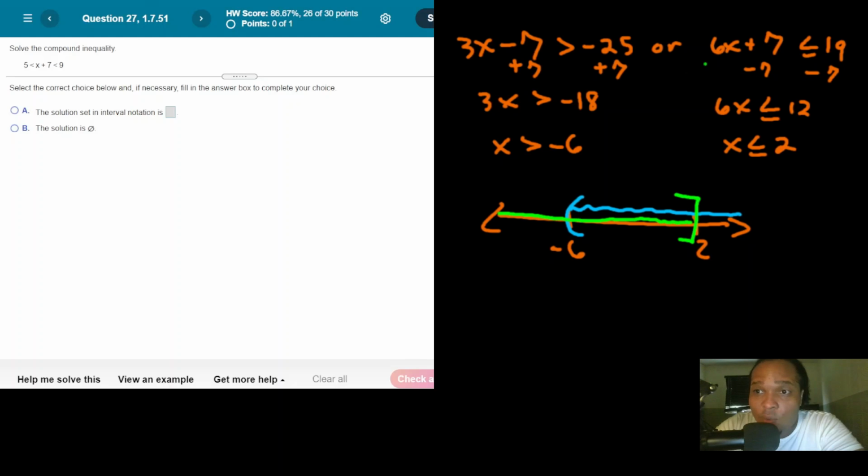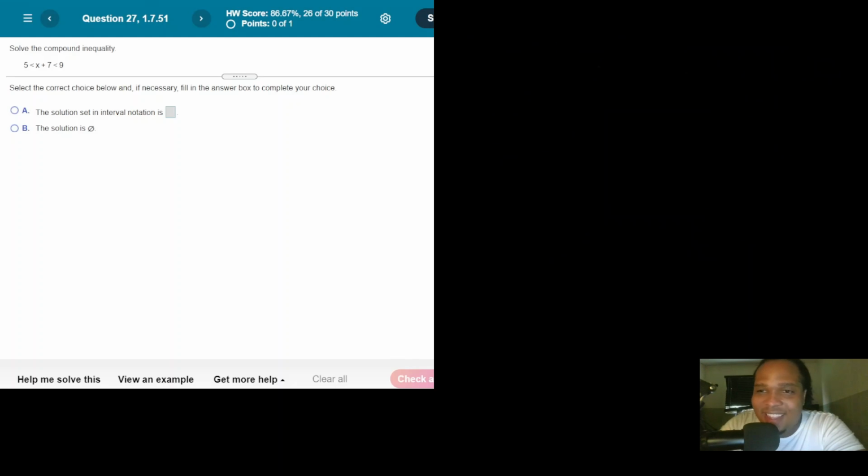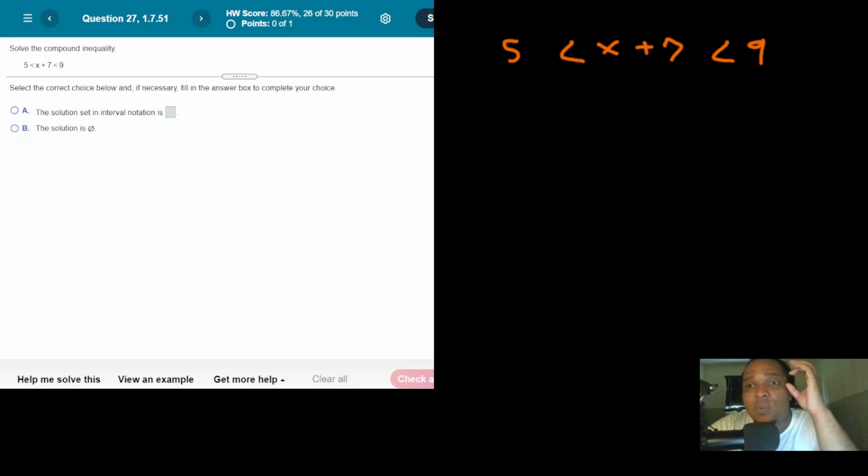All right, I think we have 4 more problems left. Take a look at this one. We have 5 is in between. We have a compound inequality. Let's look at it this way. You can imagine if we have 3 sides. It's kind of weird to say it that way, but you'll get what I'm saying.